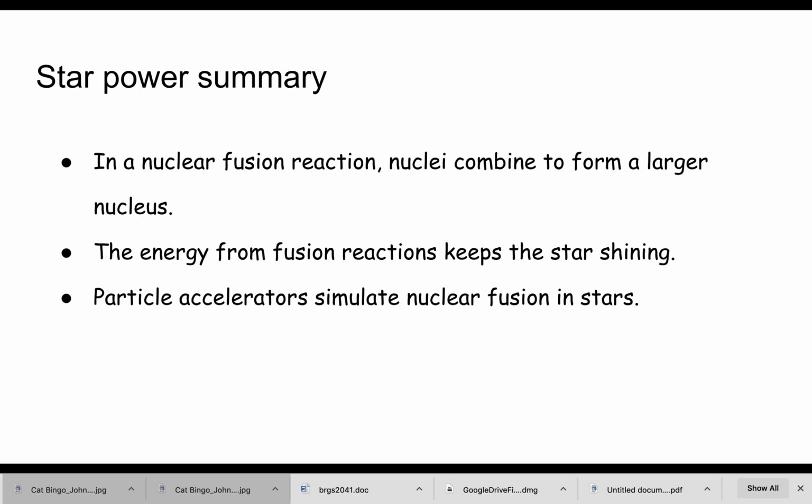So, star power summary. In a nuclear fusion reaction, nuclei combine to form a larger nucleus. The energy from the fusion reaction keeps the star shining, and particle accelerators simulate nuclear fusion in stars.